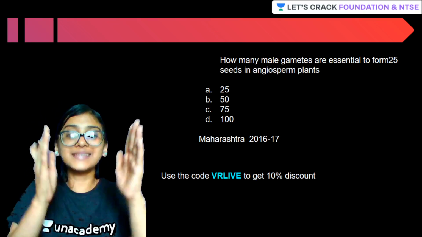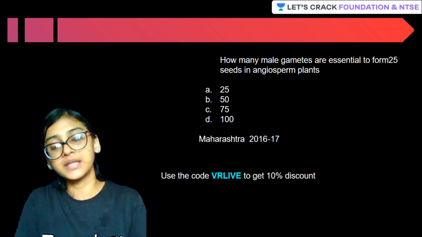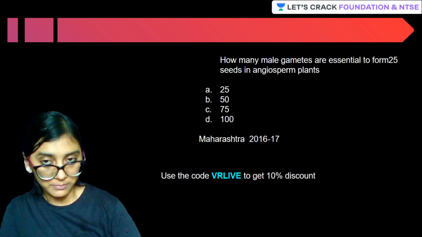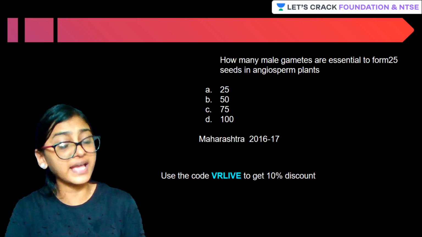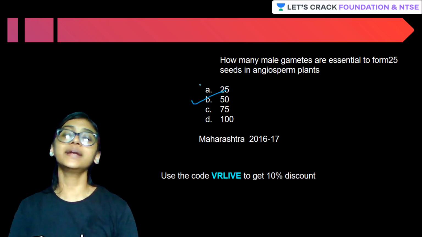When I say seed, it is made up of embryo and endosperm, right? So to form the embryo, we want 25 male gametes. To form the endosperm, again we want 25 male gametes. Totally 50 male gametes we require to see the 25 seeds.